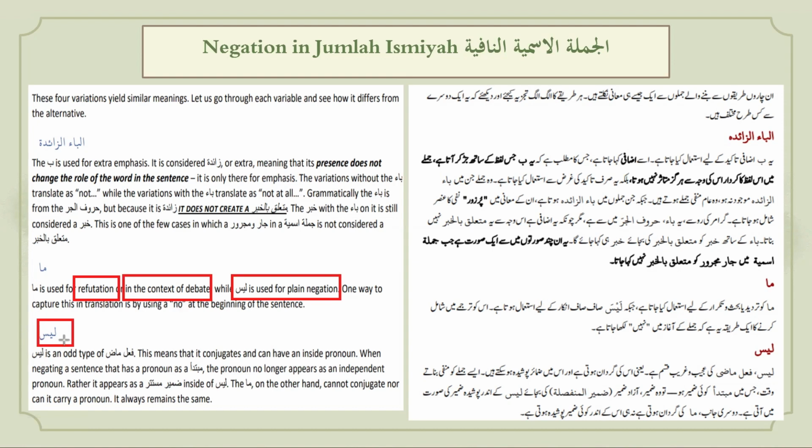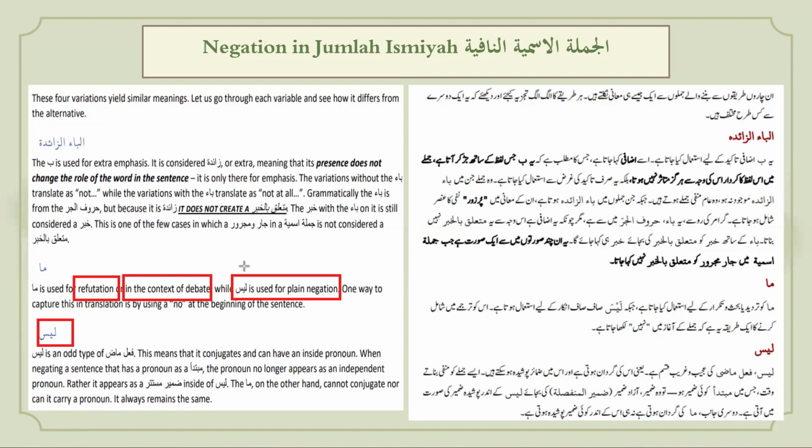Okay. So Laisa is a type of word that is jamid also. So it has only conjugation for past tense, no conjugation for present tense. The conjugation happens in the past tense, but it is translated in present. Laisa means he is not. And Laisa has the hidden pronoun huwa, damir mustatir.